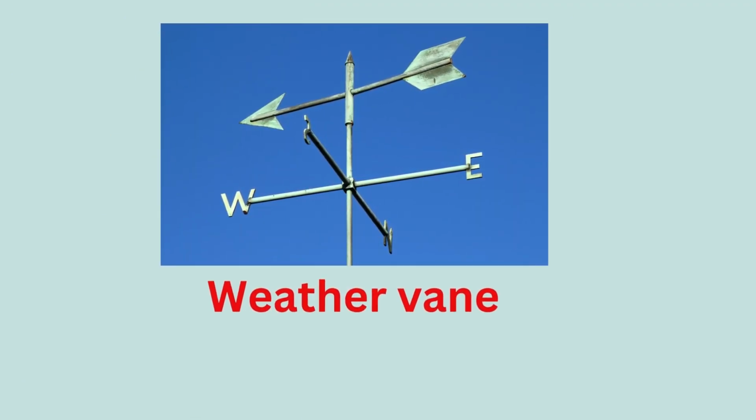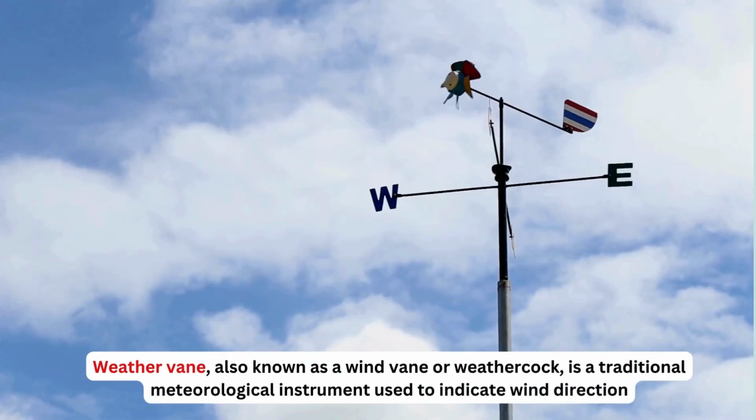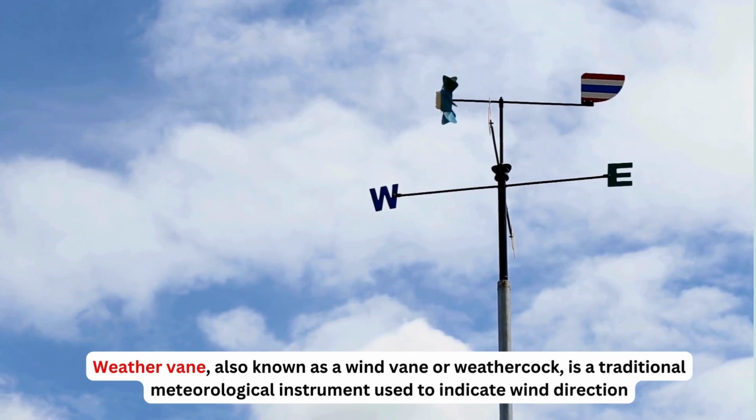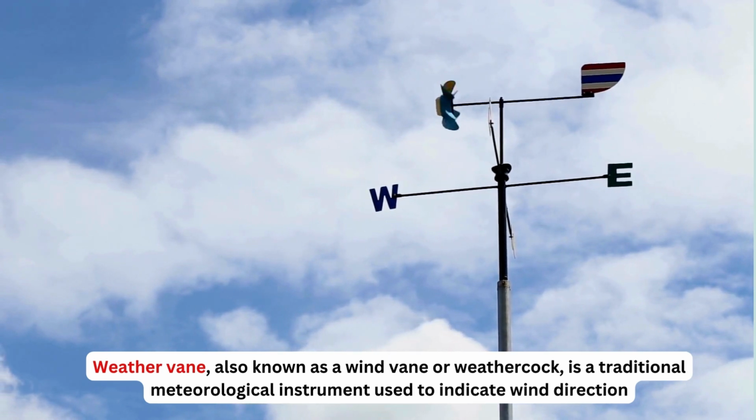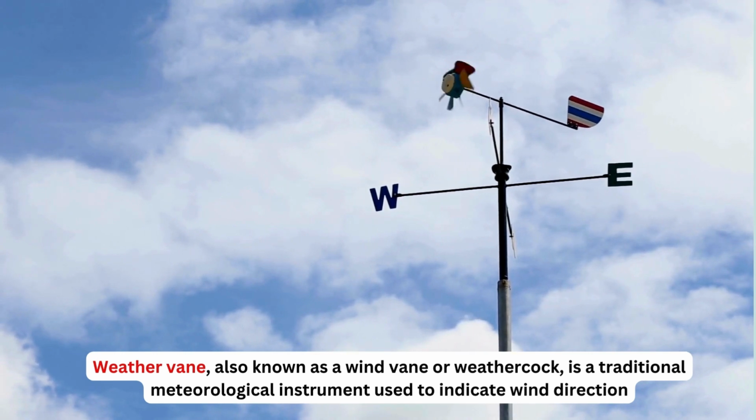Weather vane. Weather vane, also known as a wind vane or weathercock, is a traditional meteorological instrument used to indicate wind direction.